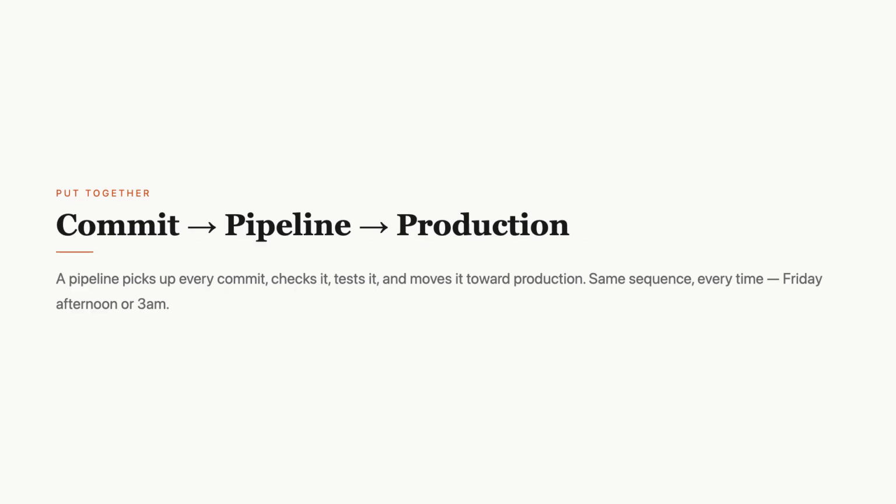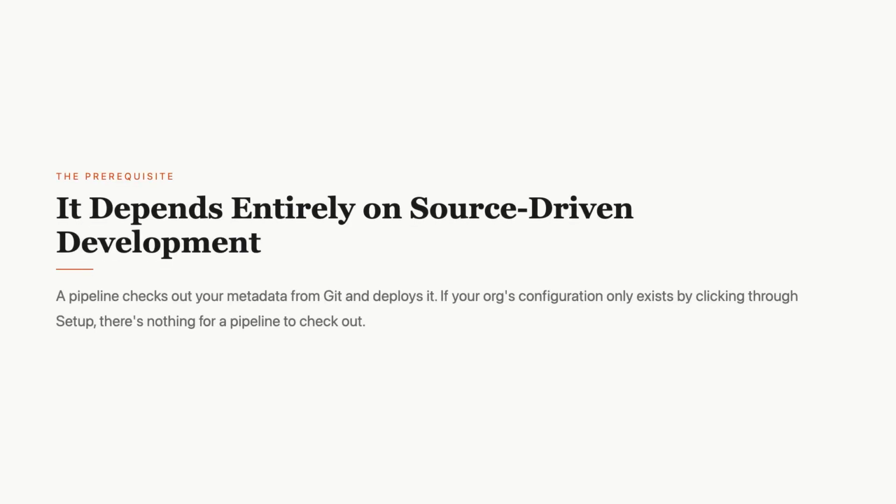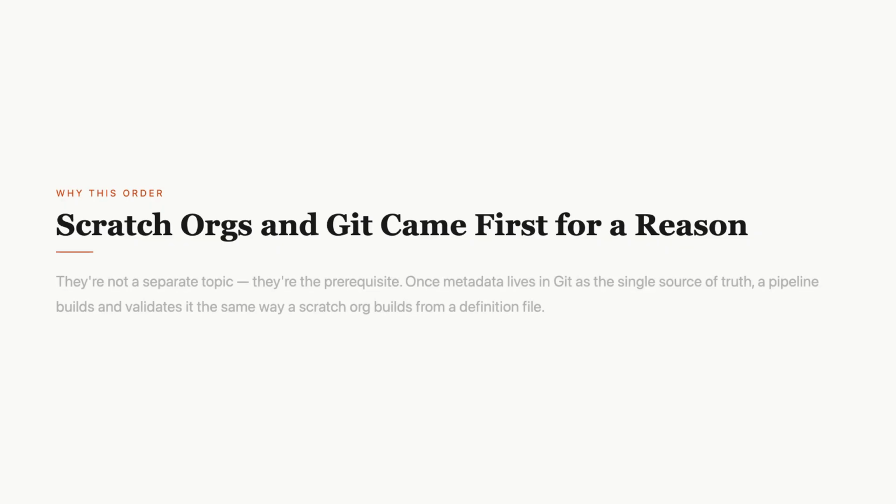Now, why manual deployment stops working as you scale. It's not one big failure. It's small cracks that show up quietly. First crack, change sets miss dependencies. A flow references a field nobody remembered to include, and the deployment fails in production instead of before it. Second crack, testing becomes optional under deadline pressure. Nobody runs the full Apex test suite by hand every time. Eventually, someone skips it just this once.